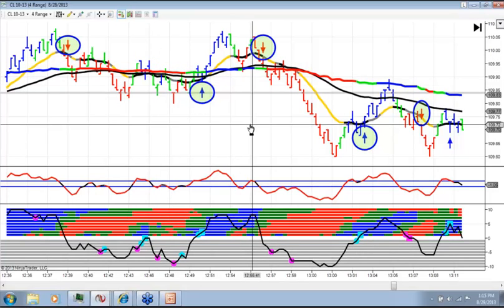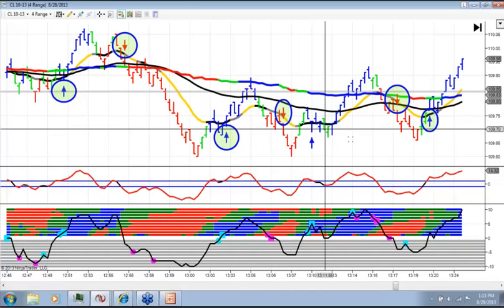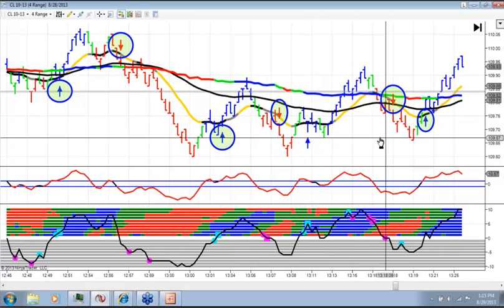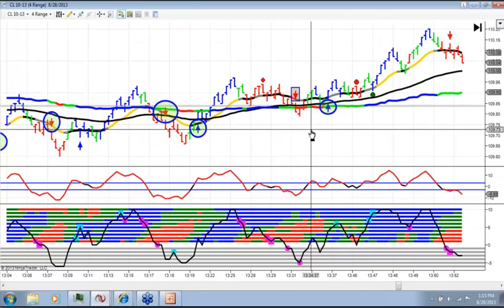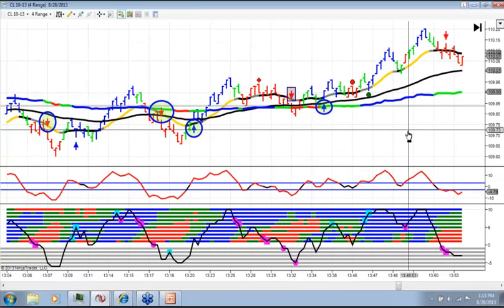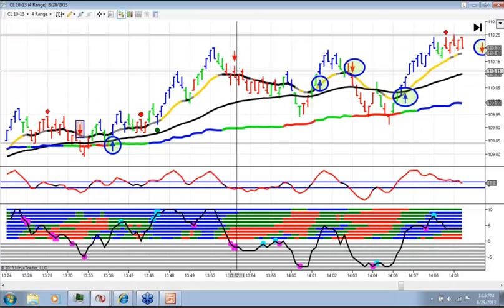Okay, so pretty good. Now we're into the afternoon. Didn't take this trade because the action line is flat. Okay, another loser there, but I think you can see lots more wins than losses, right? We didn't circle this one because it had a flat action line. It would have been a nice win.